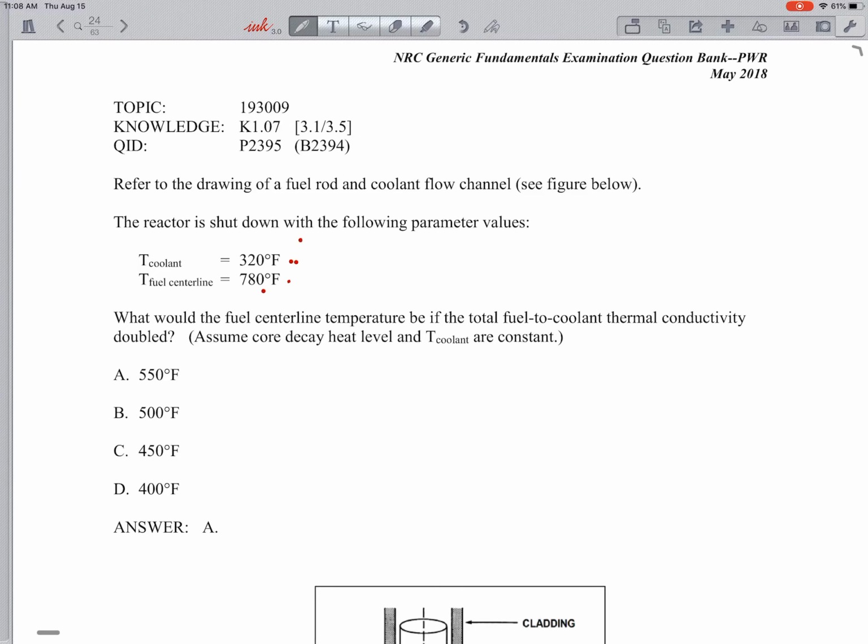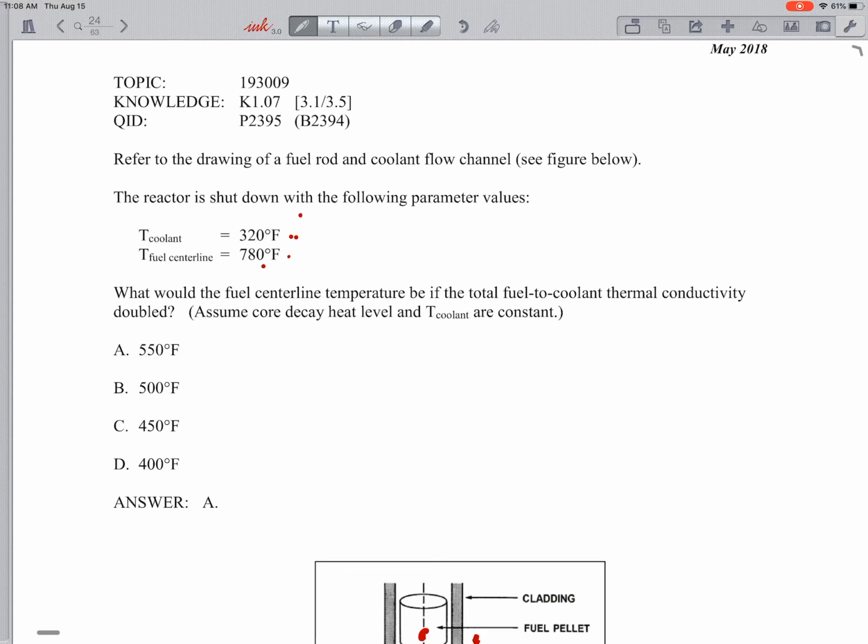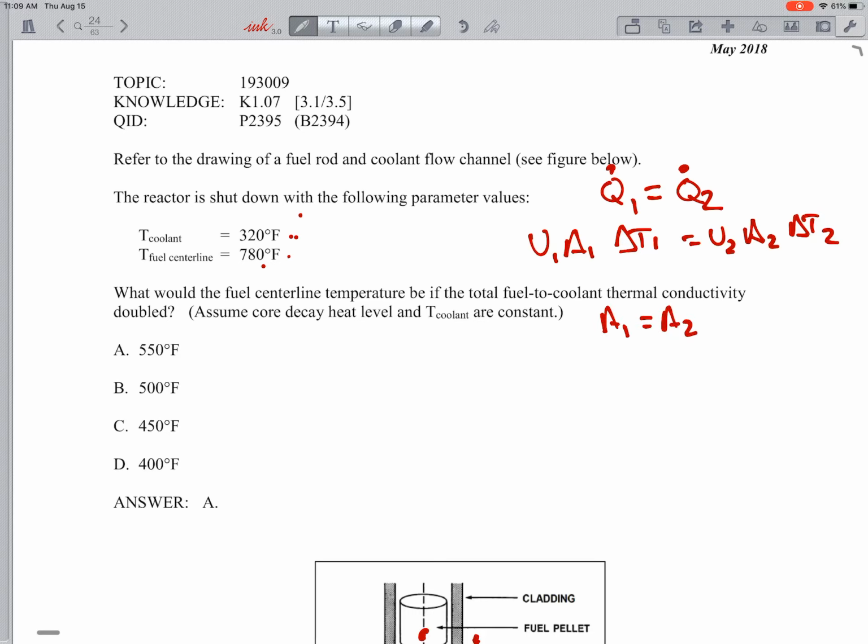All right, so we'll do it from the beginning. We'll, I guess derive, if that's what you want to call it. Q dot 1 equals Q dot 2, heat transfer. U1 A1 delta T1 equals U2 A2 delta T2. Remember that A1 equals A2, and U2 is equal to 2 times U1. Alright, so now we go delta T2 is equal to delta T1 divided by 2.